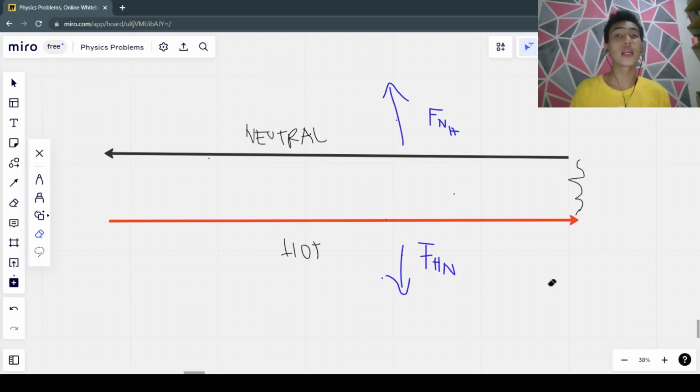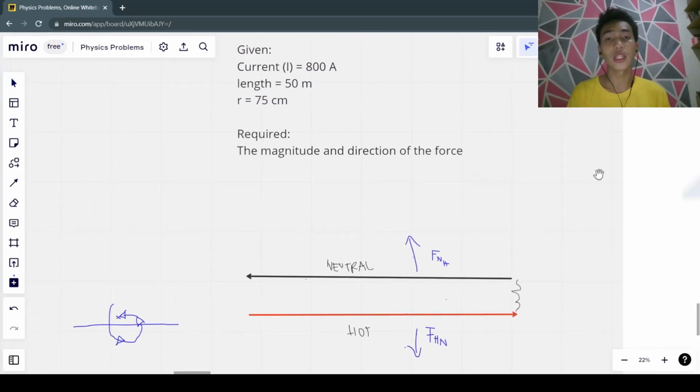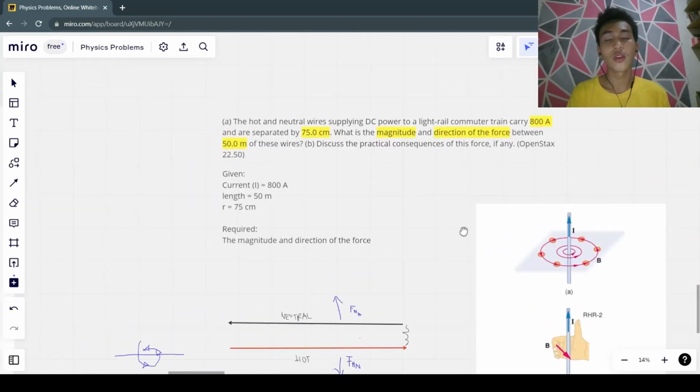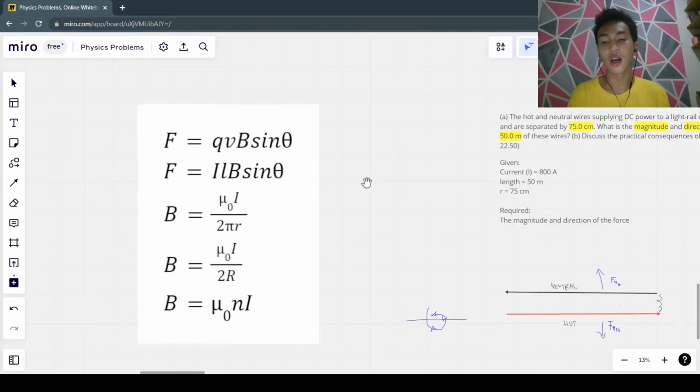So ginawa ko yung analysis by using the right hand rule 1 and right hand rule 2 para mas maintindihan natin kung ba't sila nagre-repel and ba't sila nag-a-attract. So let us now move on in answering this question or this problem. So for this problem, we're going to use this equation, the second one.